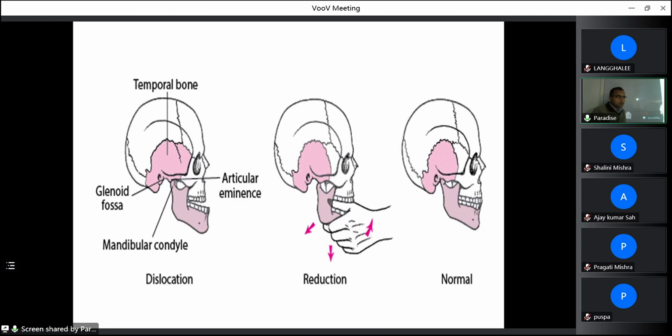If you do it immediately, it's fine. If it's delayed, it's very difficult to reduce the TMJ dislocation. And in some patients, the articular eminence is reserved, usually in old age patients. In such cases, there is a chance of recurrent dislocation. In such cases, what we can do is an eminectomy, so that the condyle can come out by itself. When the patient opens their mouth, it will come anterior to the articular eminence, and again while closing the mouth, it will enter into the glenoid fossa. So eminectomy is one of the surgical treatments for recurrent dislocation.